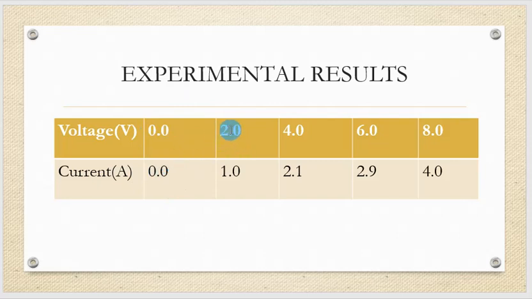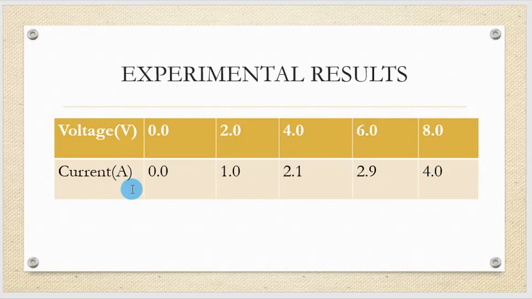When the voltage is 2.0, we have seen that the current is 1.0. When the voltage goes to 4.0, the current goes to 2.1. When the voltage is 6.0, the current is 2.9. When the voltage is 8.0, the current is 4.0. So this is a typical result you expect from an experiment like that one, using a metallic conductor or a resistor. Now these values we can plot, so that we have a graph.